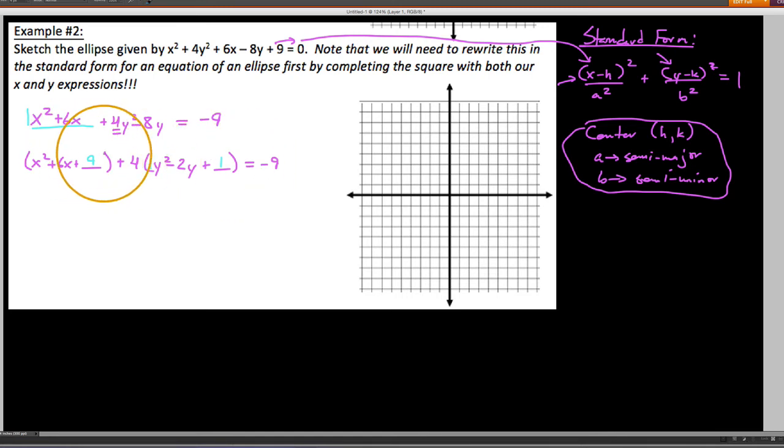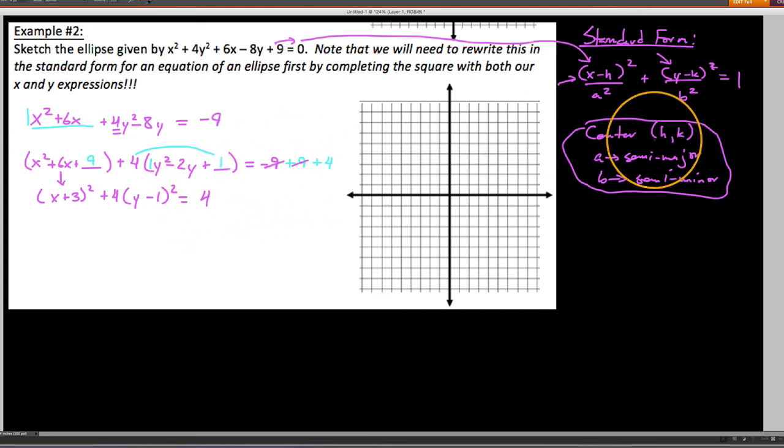We just need to add what we added to the left to the right. I added a 9 to the left, and I added a 1 to the left also, so I'm going to add a 1. Technically, we added 4 times 1 to the left, so we have to add a 4 here also. Cleaning this up a bit now, we get x plus 3 squared, since this is half the middle term, and this perfect square trinomial factors into a perfect square binomial. Plus 4 times y minus 1 squared, and this equals 4.